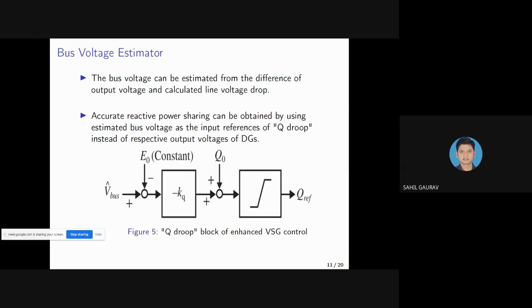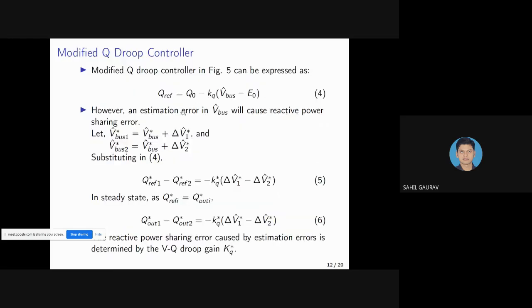And this whole block diagram we can write as a mathematical equation like this: Q reference is equal to Q naught minus KQ times (V bus cap minus E naught). This is the modified Q-V droop controller given in equation number 4. If there is an error in V bus cap, if we estimate the V bus wrongly, then it will cause a reactive power sharing error.